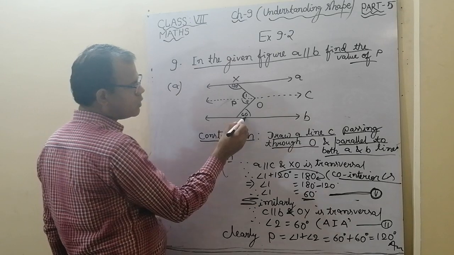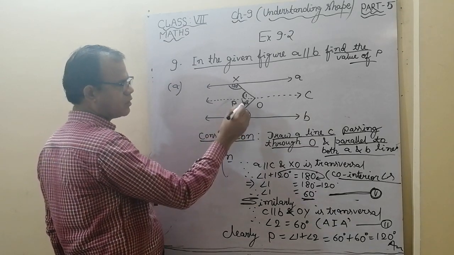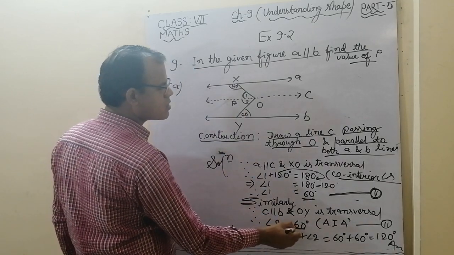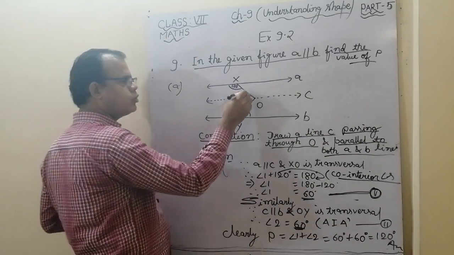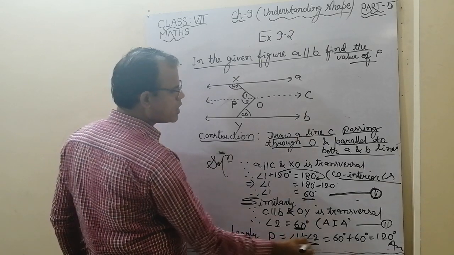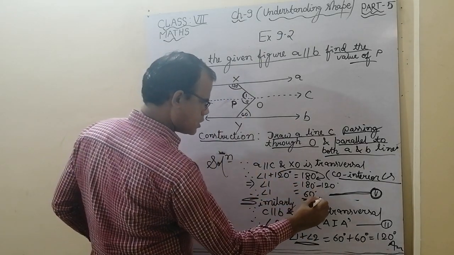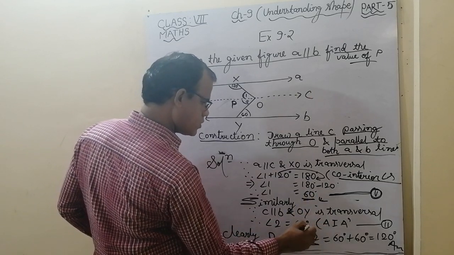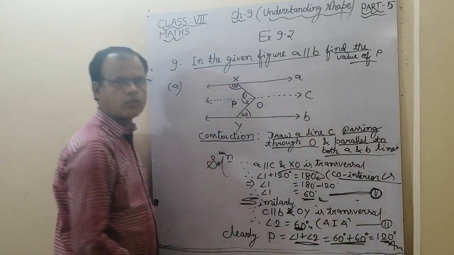Next, similarly, line C is parallel to B and OY is the transversal. So angle 2 equals 60 degrees. Why? They form alternate interior angles. So the value of angle 2 is 60 degrees. Equation 2. Now we have to find the value of P, and P equals angle 1 plus angle 2. So the value of angle 1 is 60 degrees and the value of angle 2 is 60 degrees. So 60 plus 60, 120 is the final answer.